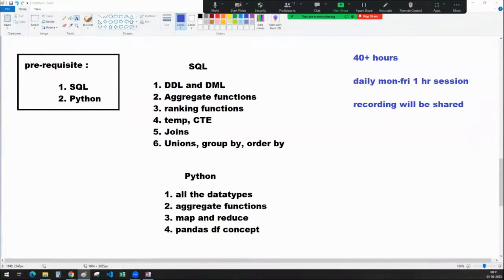The course duration is 40 plus hours, and for the course fee you can contact the team so that they will be able to help you with the course fee, guys.